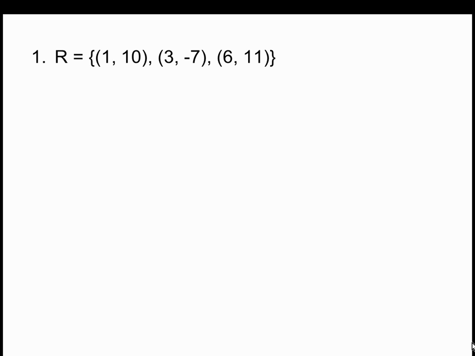Find the inverse of each relation. Here's our first one. My relation R is the set of ordered pairs (1, 10), (3, -7), and (6, 11). Remember the inverse? You just switch the ordered pairs (x, y), make them (y, x). So it would be {(10, 1), (-7, 3), (11, 6)}. Don't forget the braces around the set of ordered pairs. Remember, it is a set.